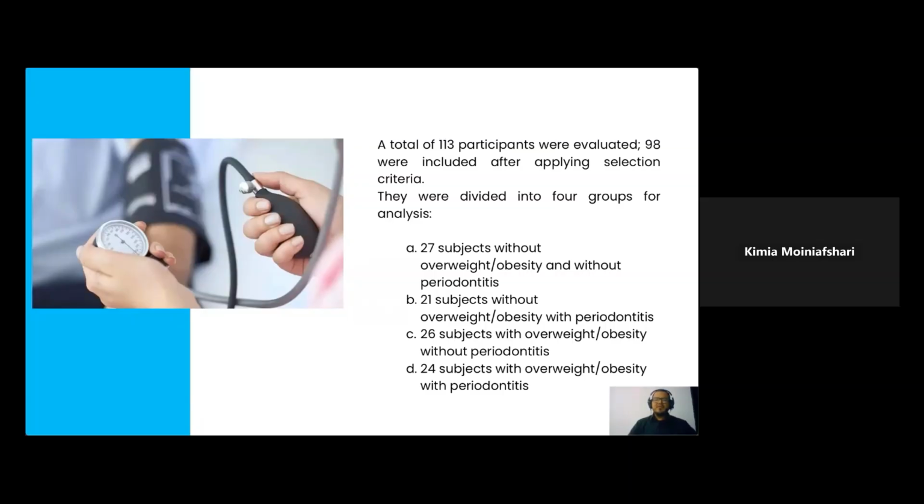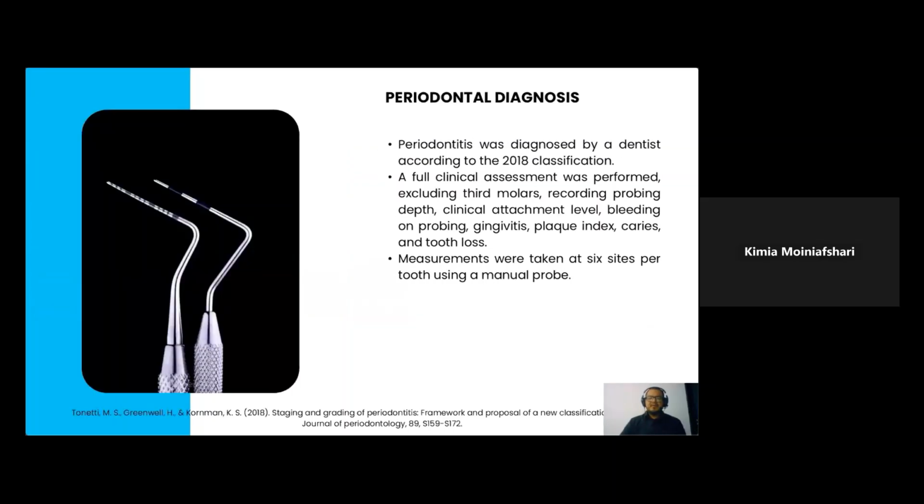They were divided into 4 groups: normal weight without periodontitis, normal weight with periodontitis, overweight or obesity without periodontitis, and overweight or obesity with periodontitis. This classification allows us to compare both the effect of nutritional status and periodontal condition.